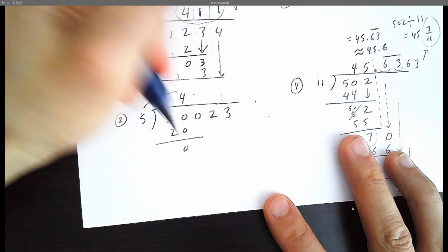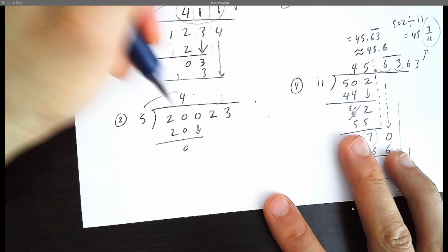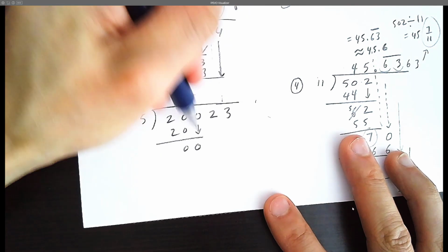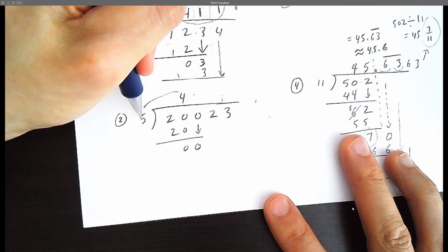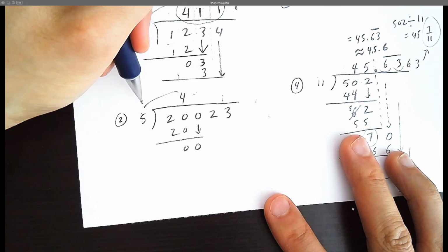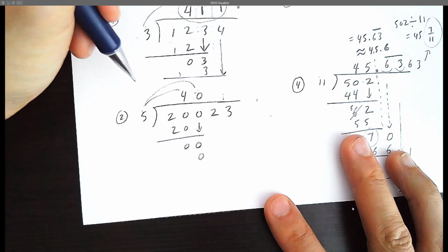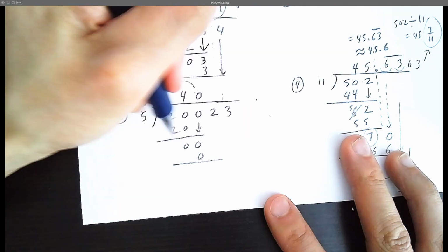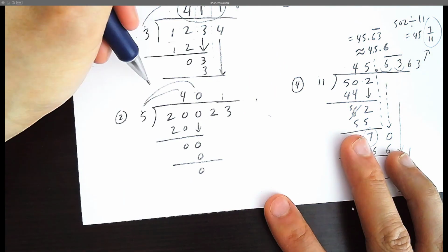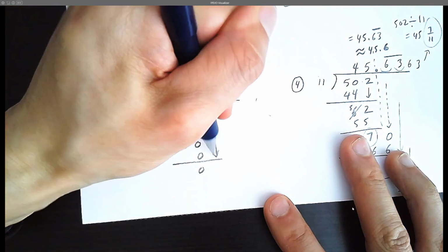Subtract, there's nothing here. We're going to drop a ghost. You're going to drop the next digit, which is a 0. 5 times what is 0? 5 times 0 is going to be 0. Cha-ching, 0 minus 0 is 0. And you drop the next digit, which is a 2.